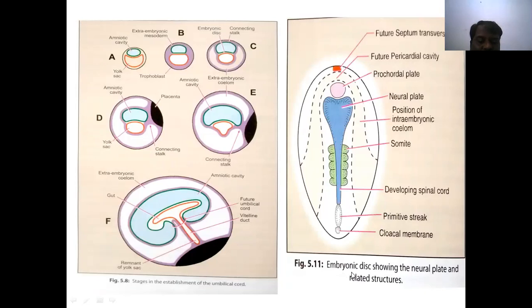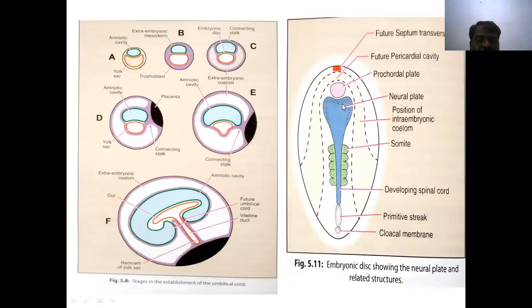See, the embryonic disc showing the neural plate, and relate it to the structures. See, this is actually from cranial to caudal. This is the septum transversum. Then we can identify the future pericardial cavity, that is the intraembryonic coelom. Next is the prochordal plate. Next is the neural plate. This is the cranial part enlarged and the caudal part is there. These are the somites. This is the primitive streak. This is the cloacal membrane.